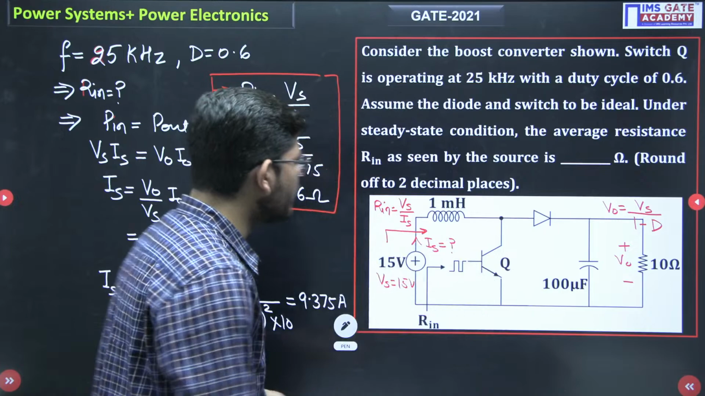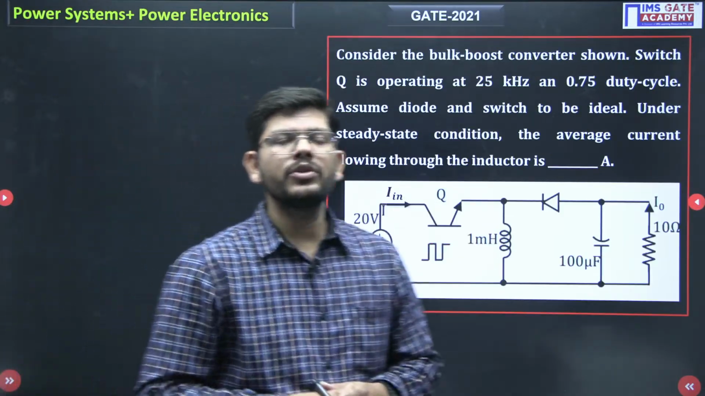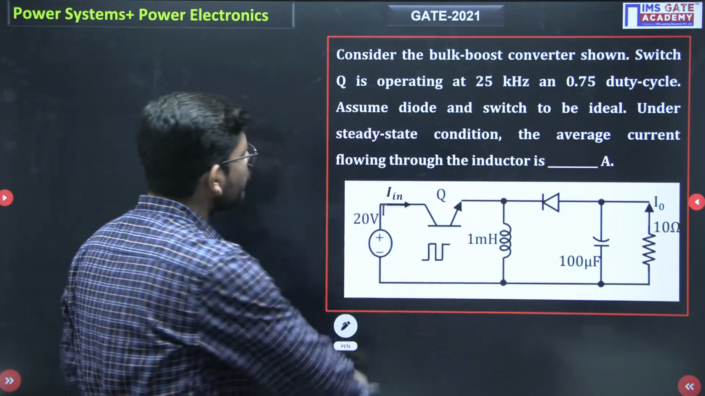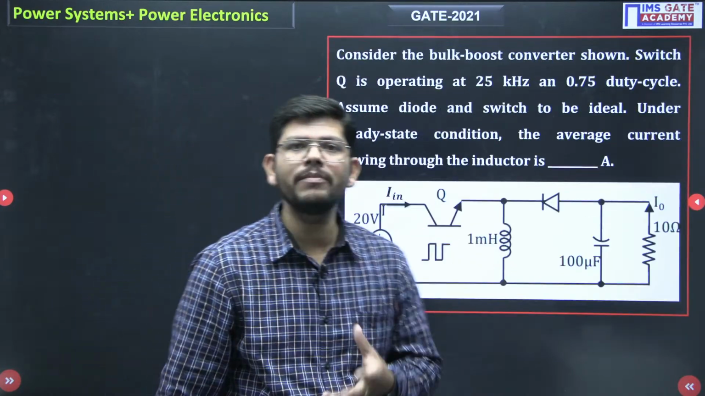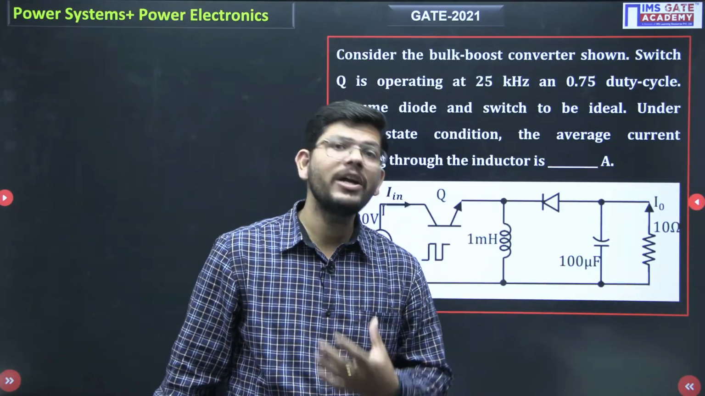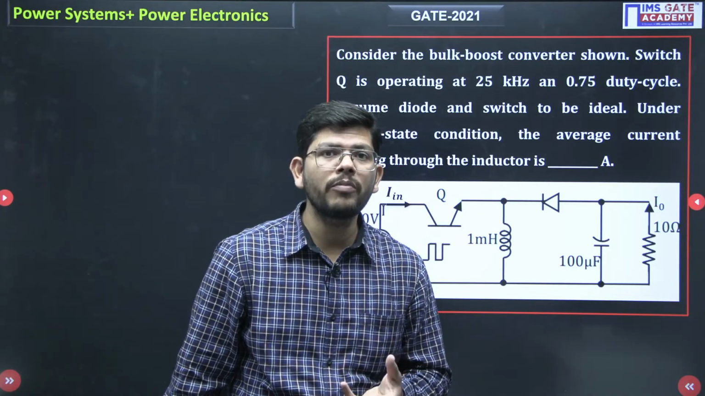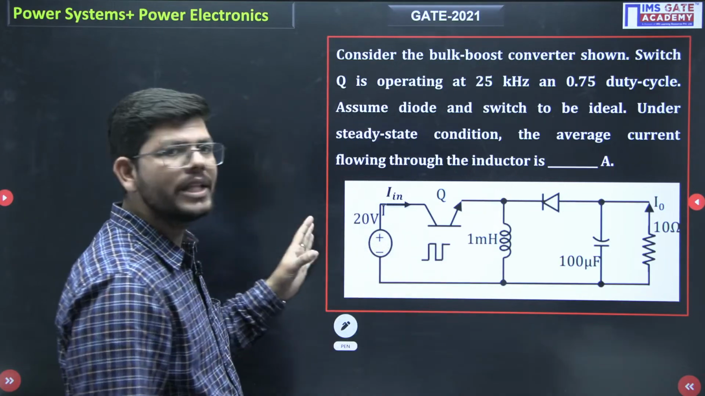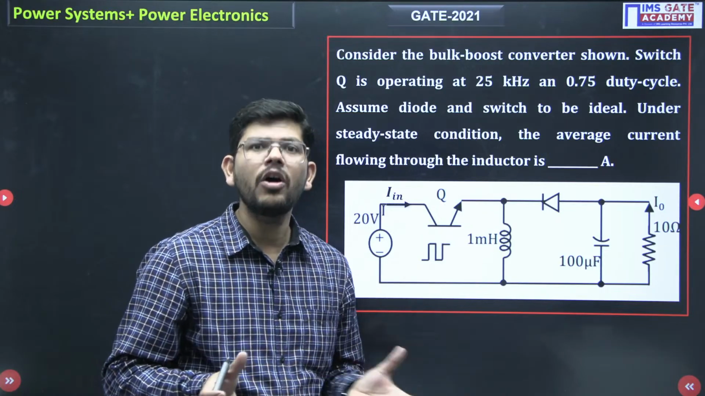Now let me move towards the new question. Next question. So this is the next question that we have. This question was from boost converter. Now we again have a question from the same chapter. So if you were very good in DC to DC converter, you could have scored these 4 marks very easily. Just read here what is given in this question and how we can solve it. Was that a tough one or an easy one?